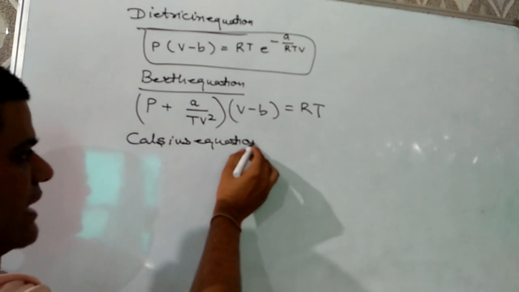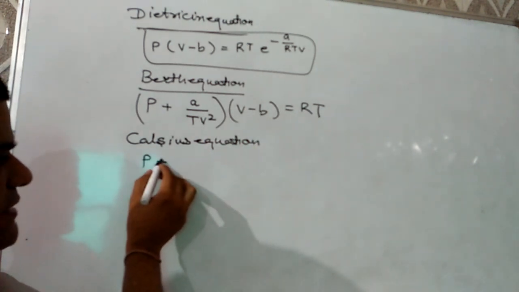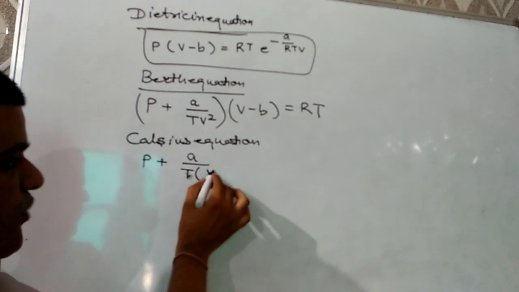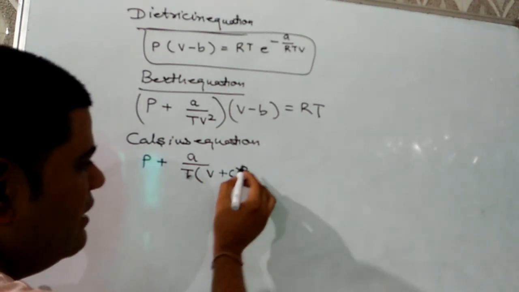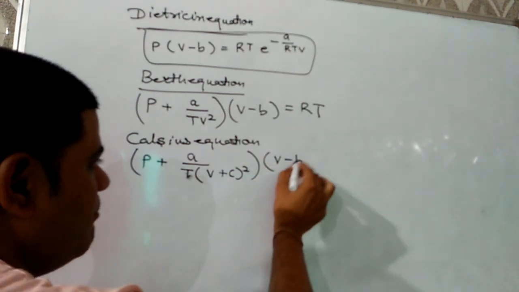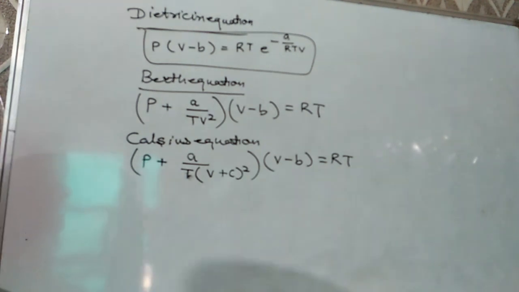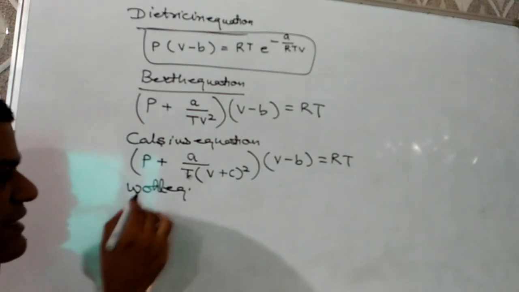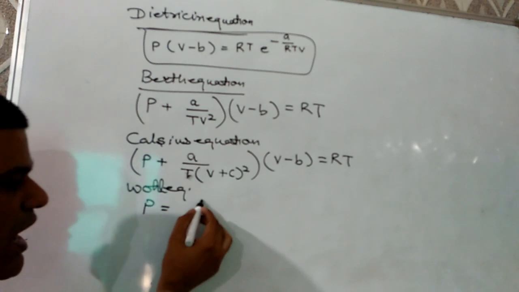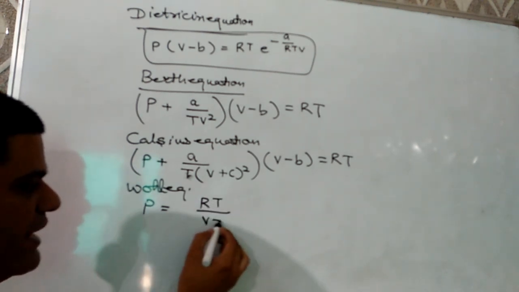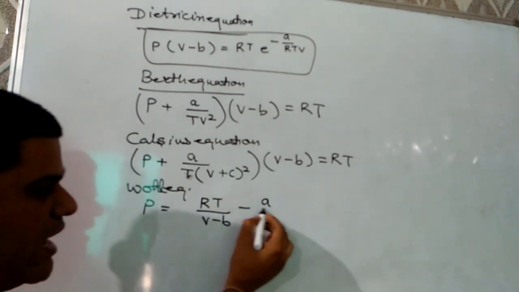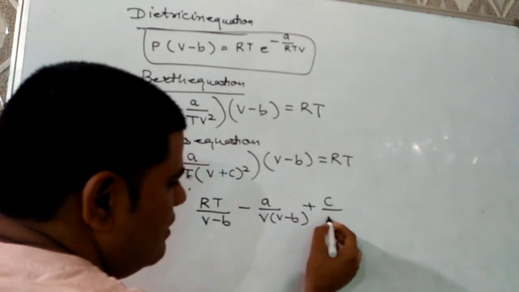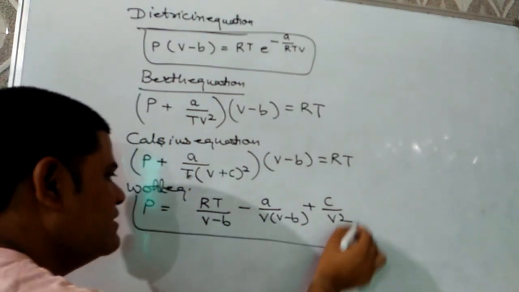Similarly, the next equation might be the Clausius equation. Here the formula is slightly changed: (P plus a upon T into (V plus c) square) into (V minus b) equals R, where a, b, c are constants. The next equation is the Wohl equation, in which pressure equals RT upon (V minus b) minus a upon V into (V minus b) plus c upon V square.